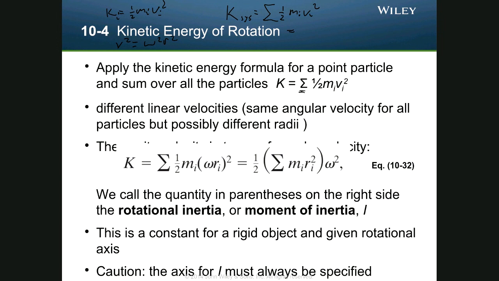Or omega squared times r squared, however you want to do it. So we can rewrite this as the sum times omega squared. Remember, the radii might be different, so you have different speeds, v_i squared, right? But your omegas will all be the same. As we talked about, if something is spinning, you have the same angular velocity everywhere.